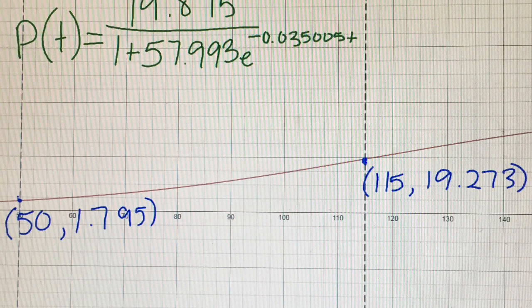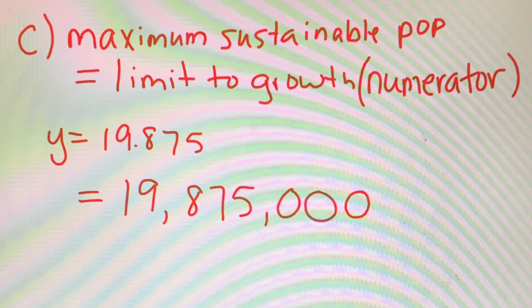Now, for Part C, refer back to your graph. Look at where the top horizontal asymptote is. Here, we see that it is at 19.875. So, we can estimate that the maximum sustainable population, or the limit to growth, is 19,875,000.